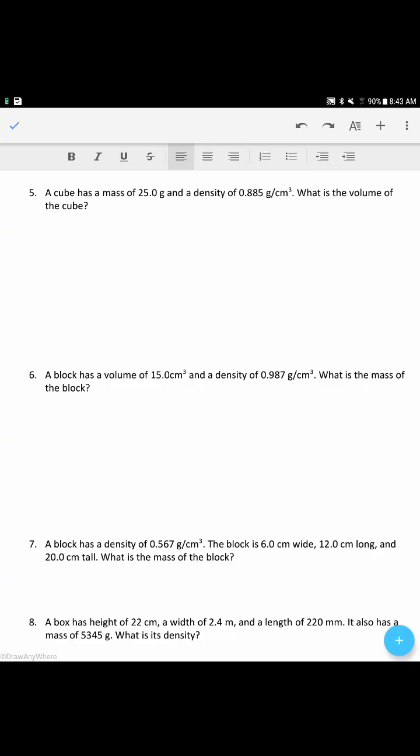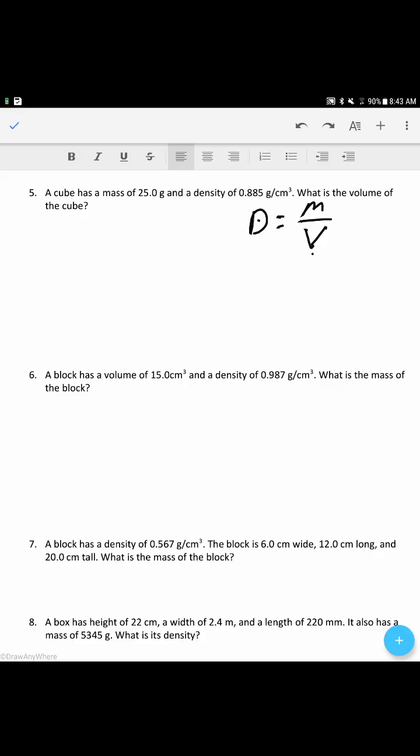Okay, so next, a cube has a mass of 25.0 grams and a density of 0.885 grams per centimeters cubed. What is the volume? So this time we are going to use the same formula, D equals M over V, but we're not looking for D. We are looking for V. So we have to use basic algebra so that we can get V by itself. Whatever we do to one side, we have to do to the other. Our goal is to get V by itself.